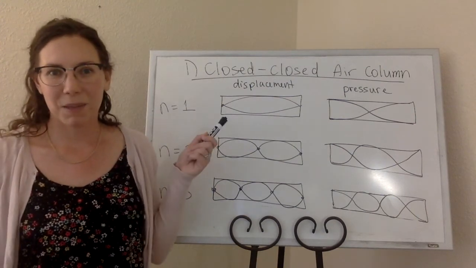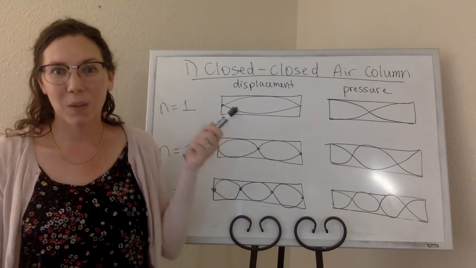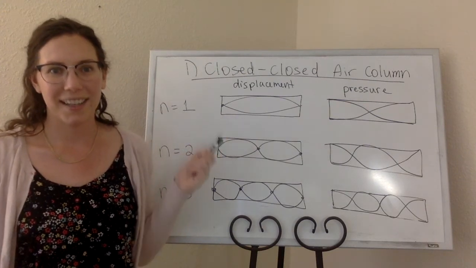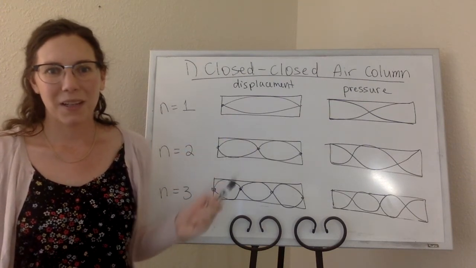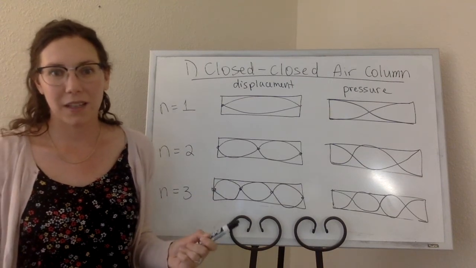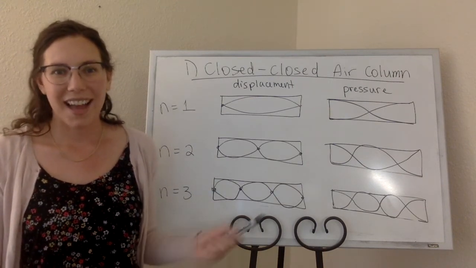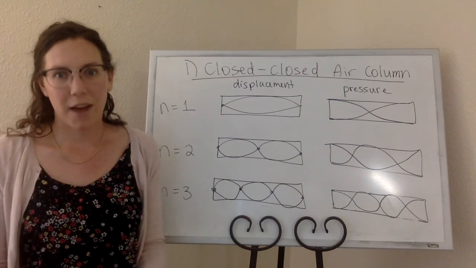If we look at displacement, we have two nodes on either end. So one antinode for n equals 1. N equals 2, we have two antinodes. And n equals 3, three antinodes, just like we saw before. And we could keep going, n equals 4 and 5.